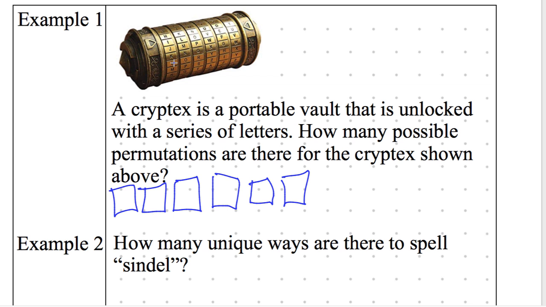26. There it is, 26. So we have 26 options for the first box. What about for the second box? 26. 26. So third box. Same thing. We're really using our formula, which is what?